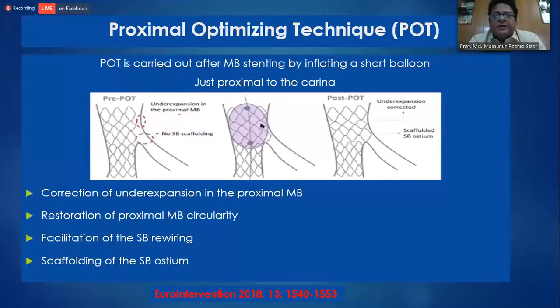Proximal optimization is a very important part of provisional stenting. Here, POT is carried out after main branch stenting by inflating a short balloon just proximal to the carina. The advantage is the correction of under-expansion. There is a chance of remaining under-expansion in the proximal part of the main branch, which is corrected by doing POT. Other advantages are restoration of the proximal main branch circularity, facilitation of side branch rewiring, and scaffolding of the side branch ostium.